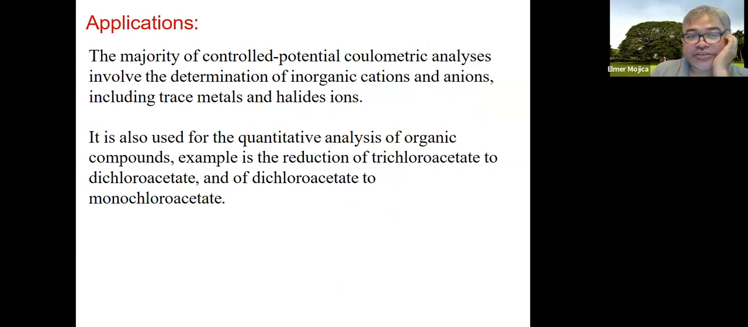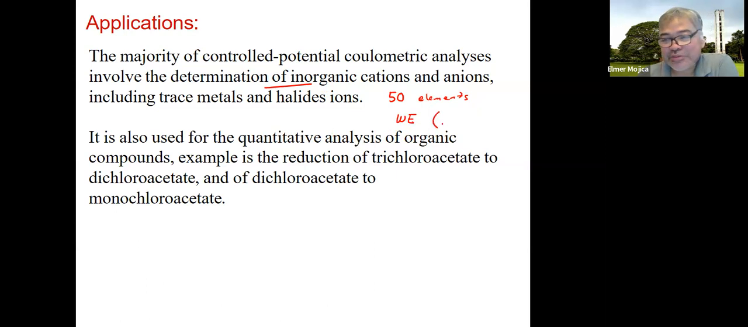Among the applications of the majority of the controlled potential coulometric analysis, it just involves the determination of the inorganic cations and anions, including trace metals and halide ions. Now, coulometric potentiostatic methods have been applied to at least 50 elements of inorganic compounds. And historically, what do you think is the working electrode that they use? Anyone? To analyze these 50 elements. What do you think is the working electrode that they use?